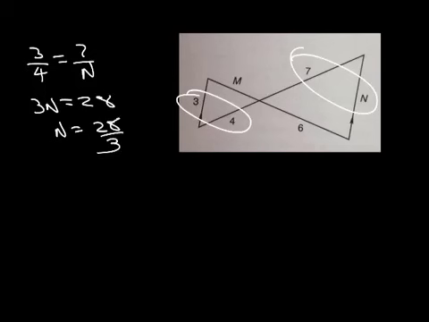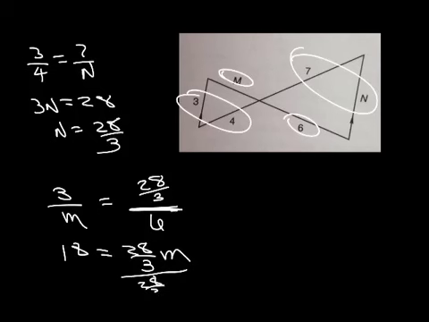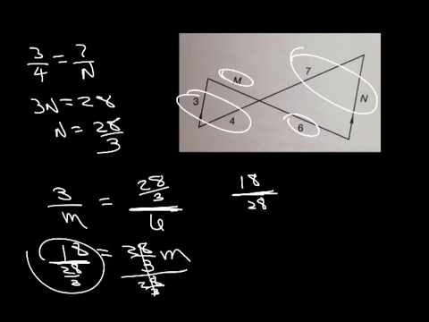And then I can do the same with my 3 to find my M. 3 is to M as N, which I found out is 28 over 3, is to what corresponds with my M? 6. So then I cross multiply. Divide by 28 over 3. Those go away. Okay, so let's take this and move it over here. Invert and multiply. So that becomes 18 over 1. So 18 times 3 is 54 over 28. And that would be my M value.